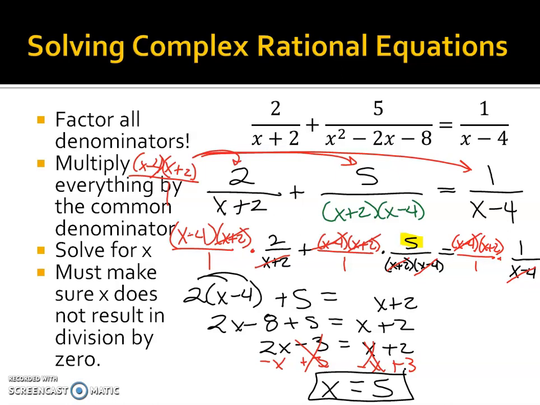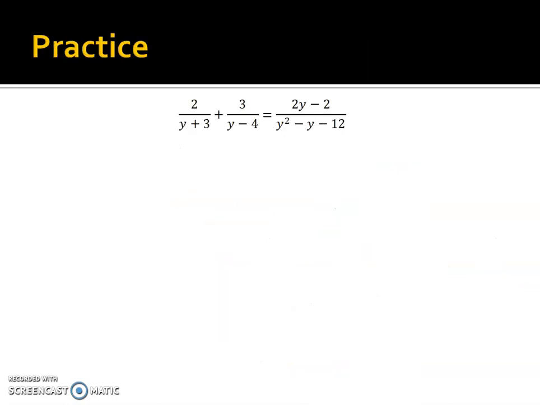We're going to do one more example like this where it's a little bit more difficult. I got 2 over y plus 3, plus 3 over y minus 4, equals 2y minus 2 over y squared minus y minus 12. So again, first step is you're going to have to factor this. We have to factor that to figure out what our common denominator is. Go ahead and pause the video and try that one on your own.